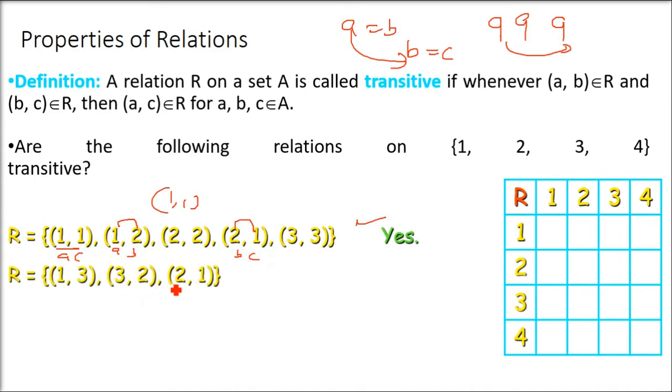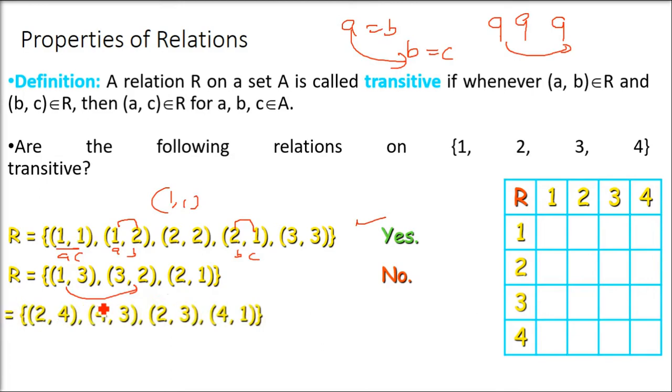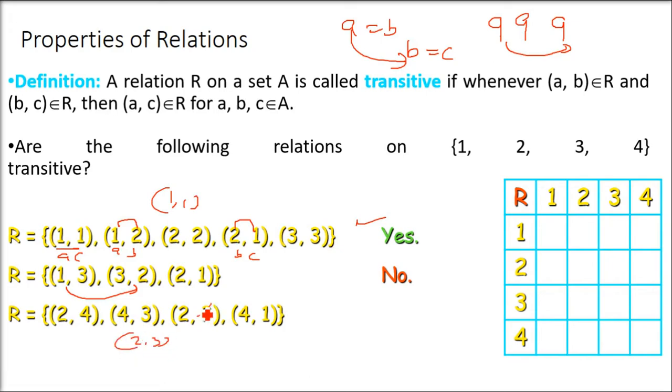Now see here, (1,3) is there, (3,2) is there. With (1,3) and (3,2), (1,2) should be there, but it is not there. (2,1) is there, so this is not a transitive relation. Now (2,4), (4,3), (2,3), (4,1): (2,4) is there, (4,3) is there, so (2,3) should be there, and (2,3) is there. Don't worry about (4,1), just (2,3).